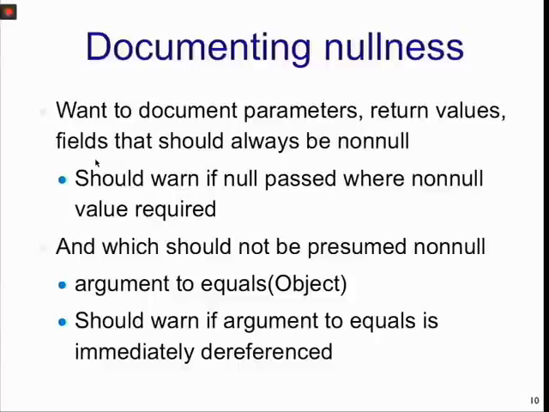It would also be nice to have annotations about which things should not be presumed to be non-null. So for example, the equals method is supposed to handle null, and handle it by returning false, as opposed to handle it by throwing a null pointer exception. Right? And so not only is this not a non-null parameter, it's a parameter where you need to expect null. Right? And so in particular, because of what we know about equals, if you see an implementation of equals that immediately dereferences the parameter that's passed to it, we want to generate a warning.